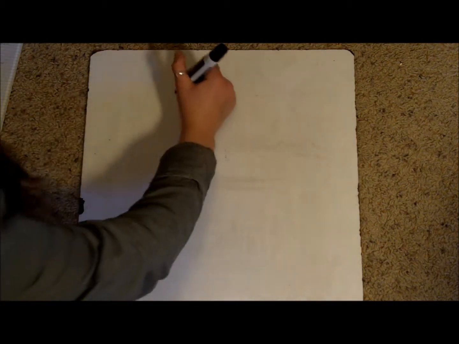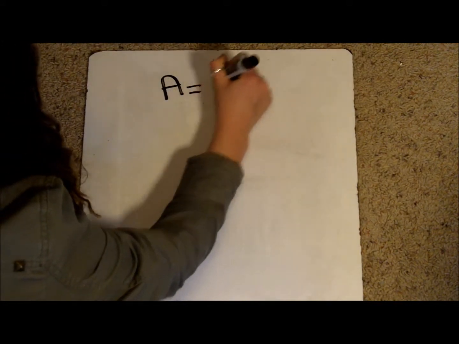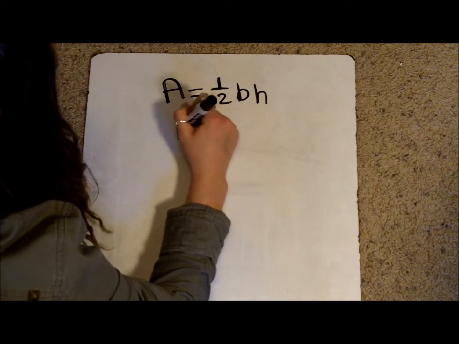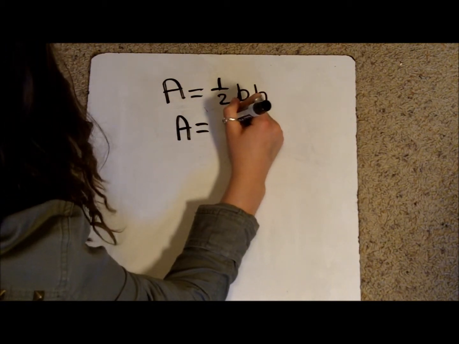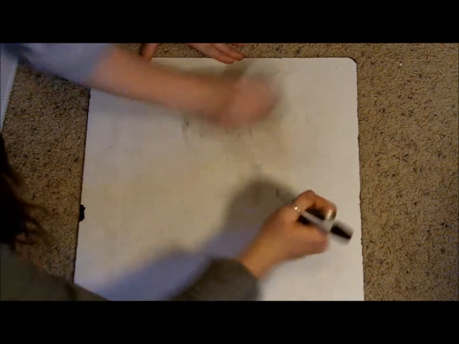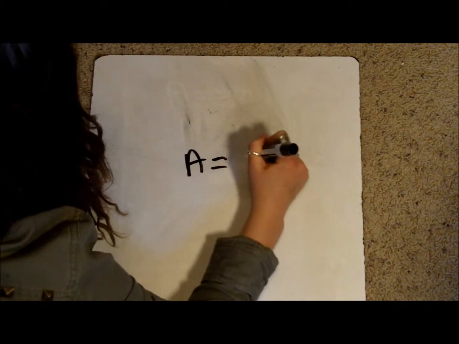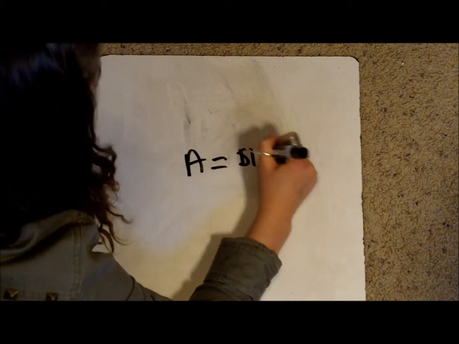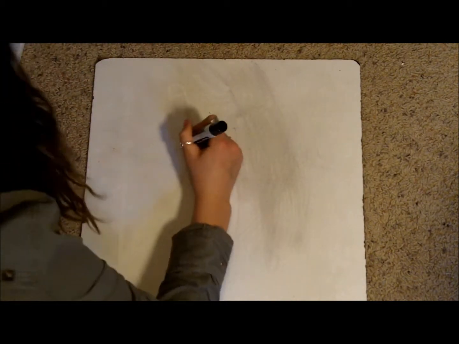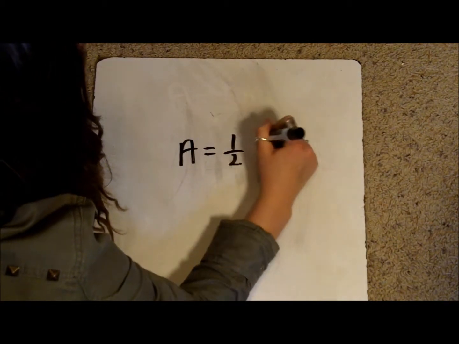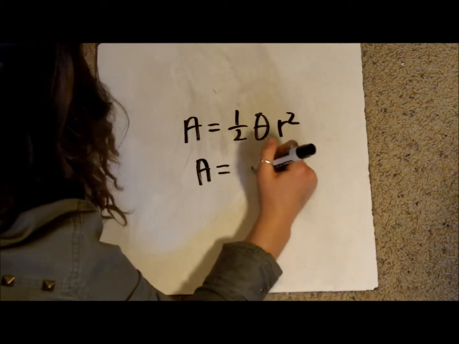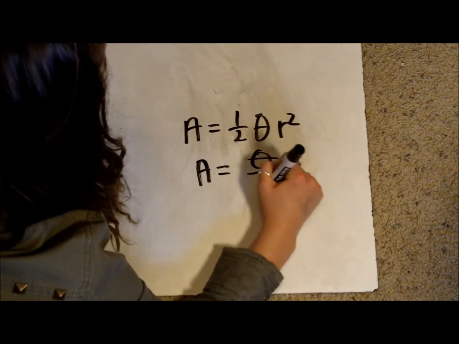Now we need to find the area. The triangle's area is given as 1/2 base times height. On the larger triangle, our base equals 1 and our height equals tan theta, so area equals tan theta over 2. On the small triangle, our base equals 1 and our height equals sine theta, so our area equals sine theta over 2. The area for a sector is given as 1/2 theta radius squared. As we remember, the radius of a unit circle equals 1, so our area ends up equaling theta over 2.